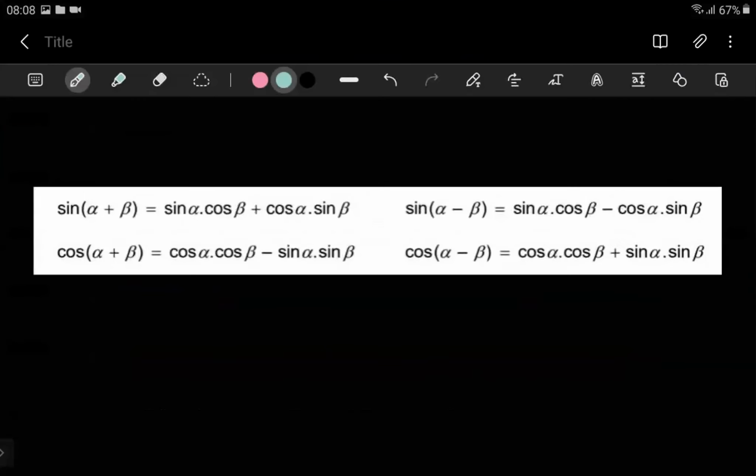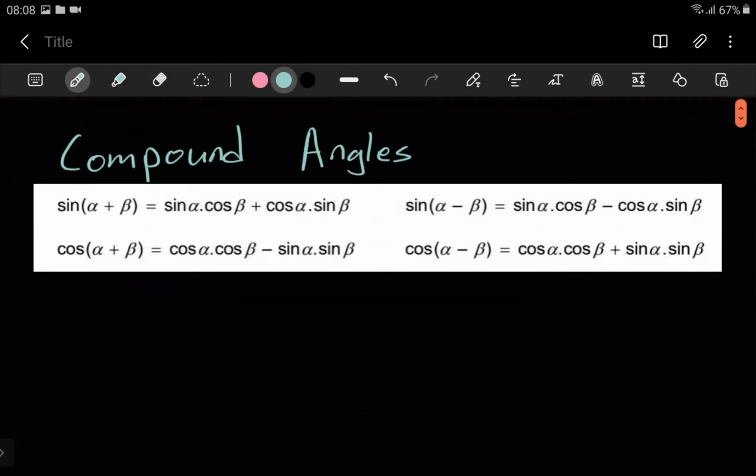So what we have here, we refer to these as compound angles. Compound angles. Now, the idea with compound angles is that they allow us to either go from something that looks like this to something that looks like this, or vice versa. So if we're given something like this, we can expand it into something like this if it's going to help us to break down the expression or simplify or do whatever it is that we would be required.